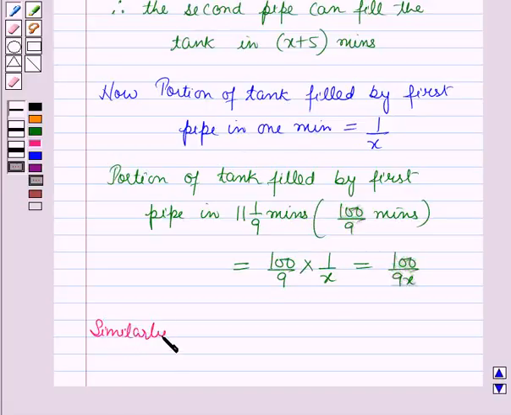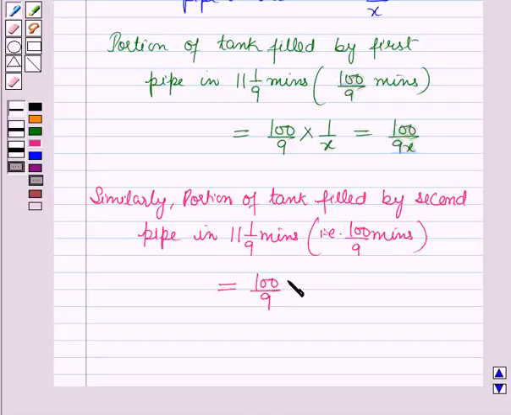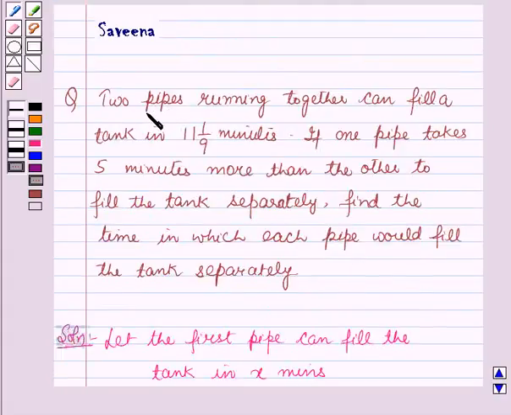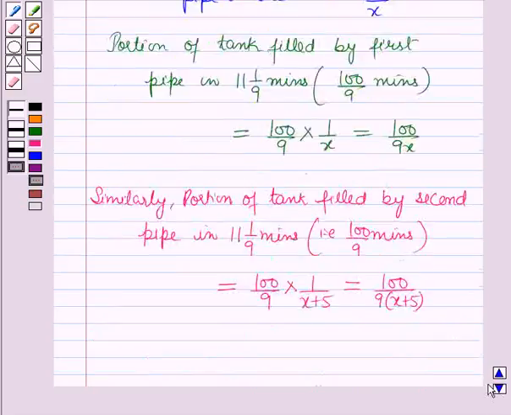Similarly, the portion of the tank filled by the second pipe in 11 and 1 by 9 minutes, that is 100 by 9 minutes, is equal to 100 by 9 into the portion of the tank filled by the second pipe in 1 minute, that is 1 by x plus 5, that is equal to 100 over 9 into x plus 5 the whole. Now it is given that the two pipes running together can fill the tank in 11 and 1 by 9 minutes. So this is the portion of the tank filled by the first pipe in 11 and 1 by 9 minutes. And this is the portion of the tank filled by the second pipe in 11 and 1 by 9 minutes.